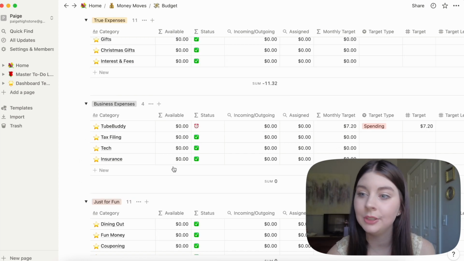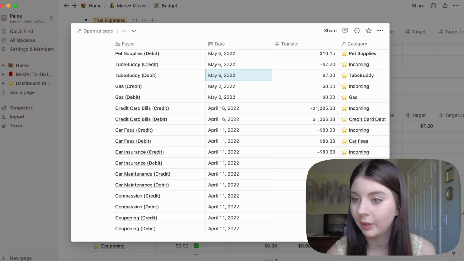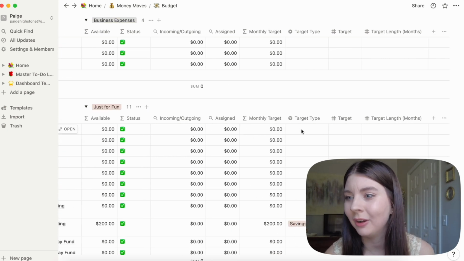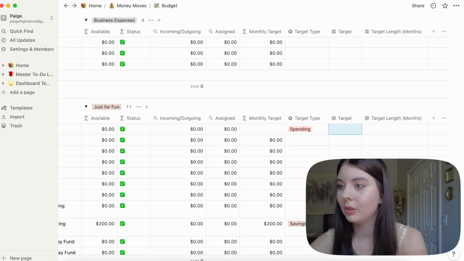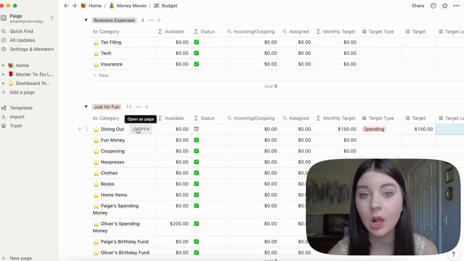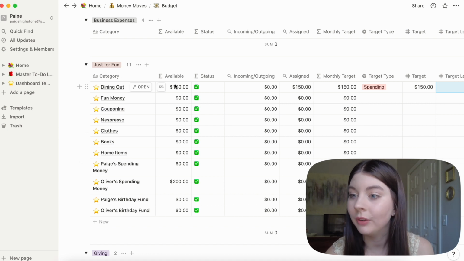Business expenses, I need to fund my $7.20 monthly fee for TubeBuddy. Here we go, all done. For some reason, I thought I had a goal for dining out, but I don't. So I'm going to set that goal to be $150 a month. We do need to fund this for $150. So now that is funded for $150 for the month.